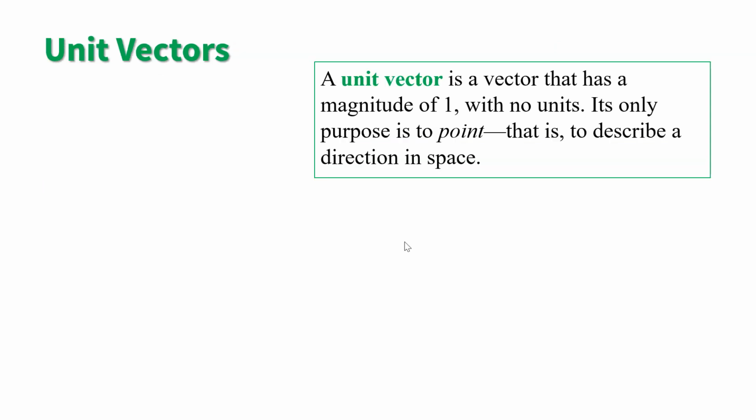We also introduced unit vectors, which is a vector that has a magnitude of 1 with no units. Its only purpose is to point, that is, to describe a direction in space. So for example, we can define a unit vector in the positive x-axis. We have i hat, so it has a magnitude of 1 with no units, and it is directed in the positive x-axis. We also have j hat, which is a unit vector in the direction along the positive y-axis, and we have k hat, which is a unit vector that is directed along the positive z-axis.